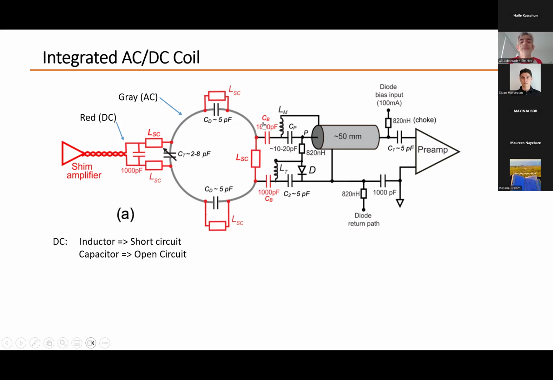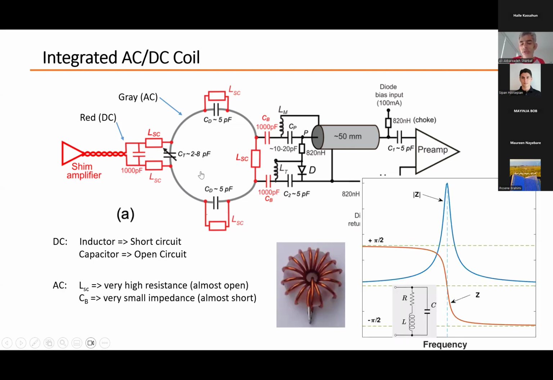And the gray path shows the way that the signal picked up from the brain goes through, which is the standard signal. So we can have both AC and DC B0 shimming functionality in the same coil.